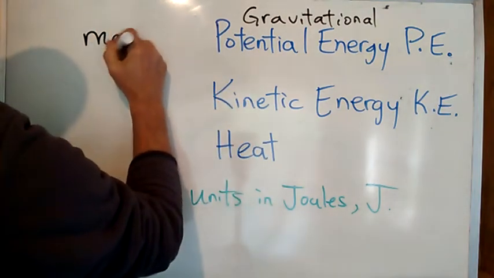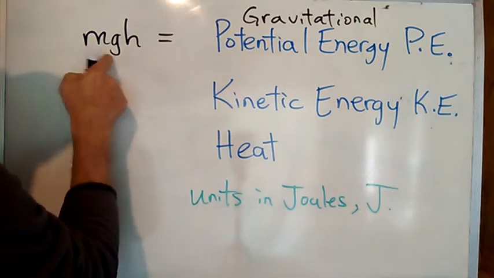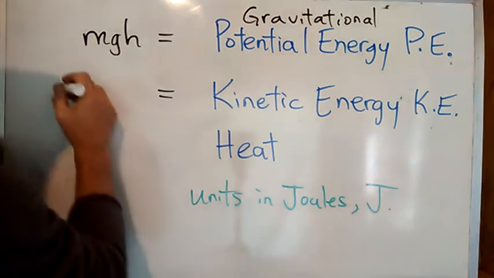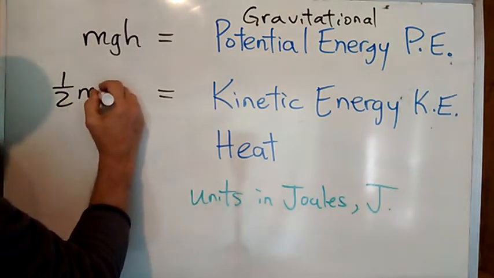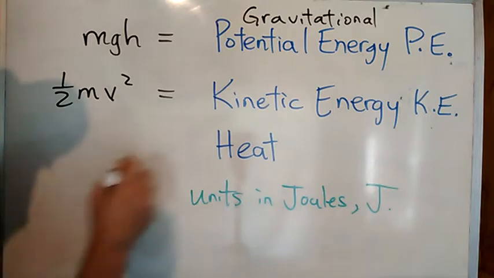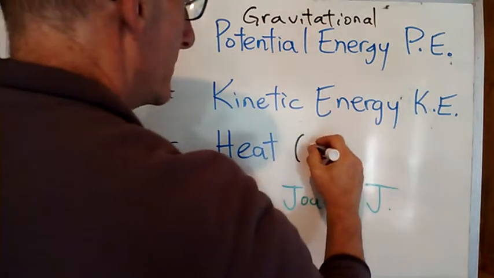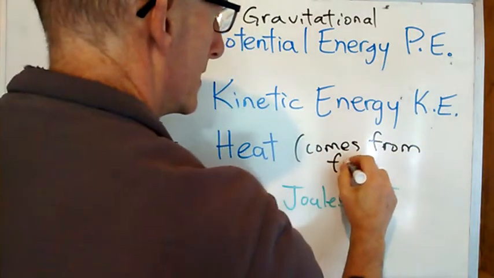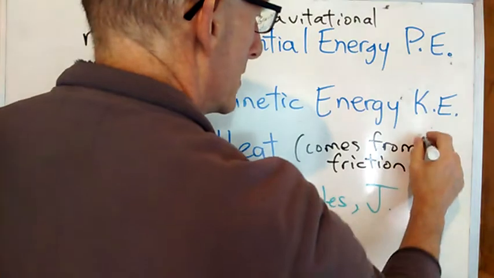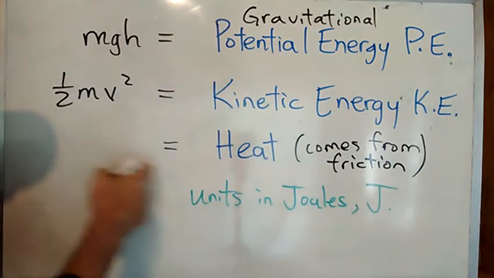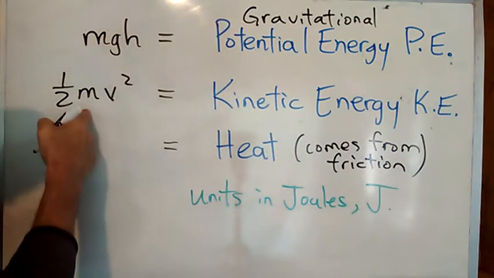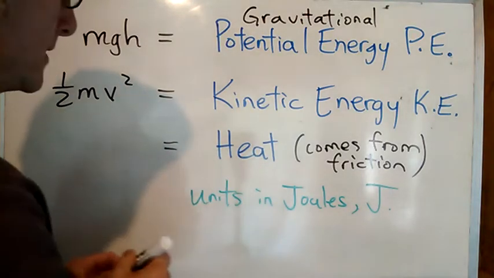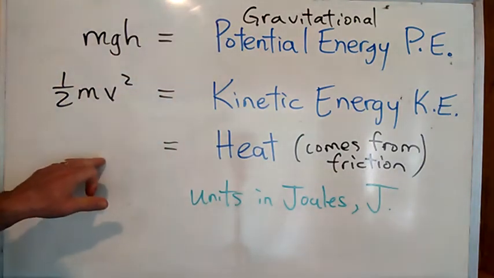That potential energy has the formula mass times gravity times height. Kinetic energy always has the formula 1/2 times mass times velocity squared, and heat comes from friction, and we'll talk about some examples of that later, but it's also measured in joules, and in fact potential energy and kinetic energy can turn into heat, but eventually everything does turn into heat. It doesn't have a formula.